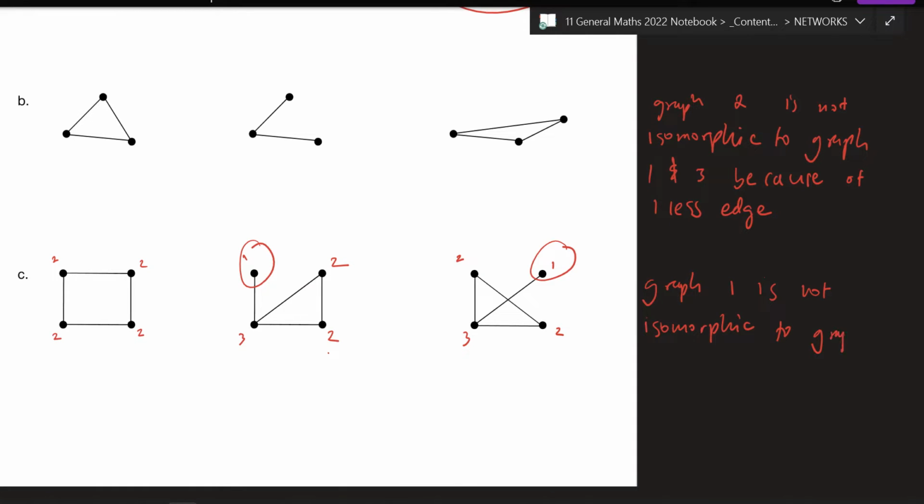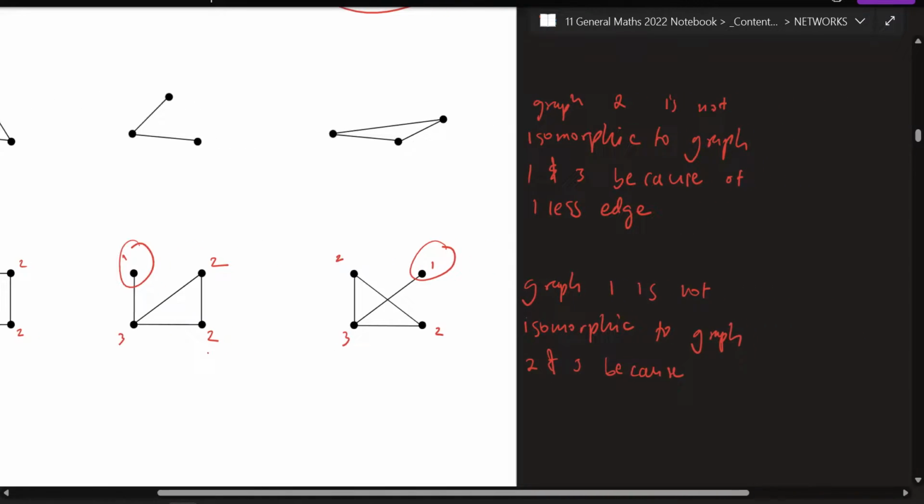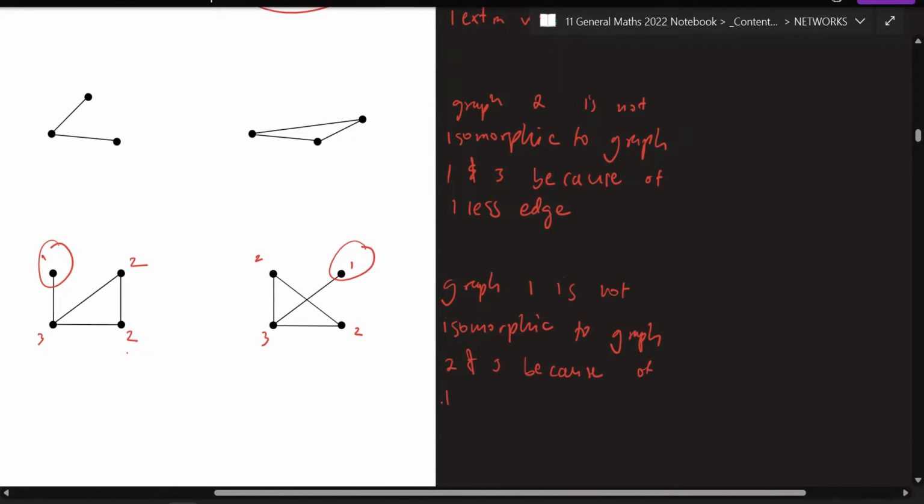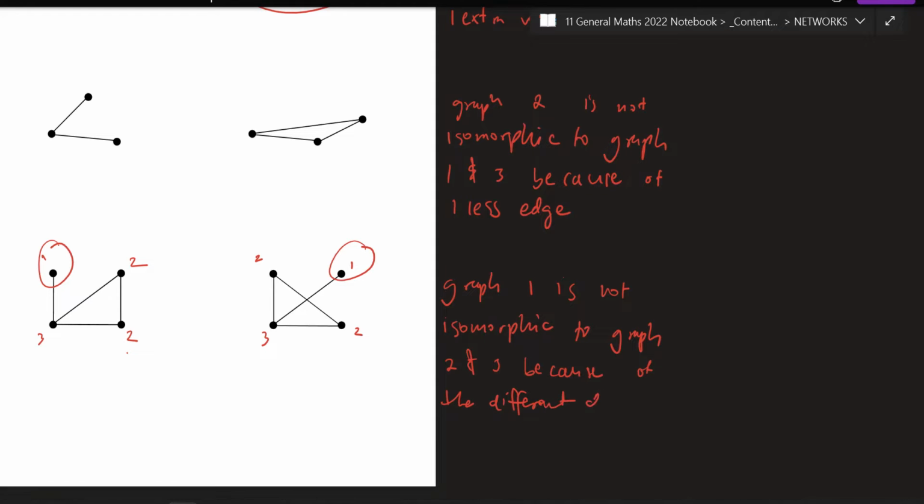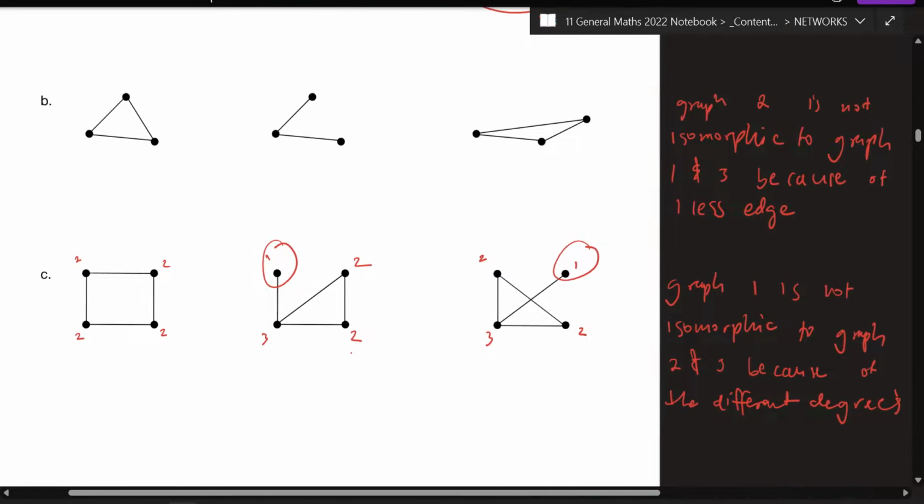To graph 2 and 3, because of the differing, or different degrees. Okay, so you could justify it that way.